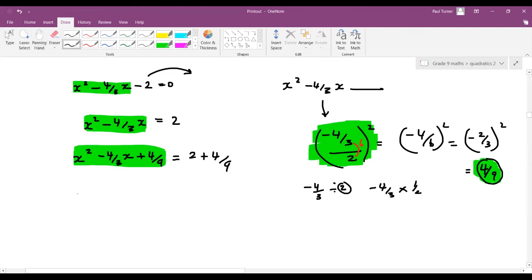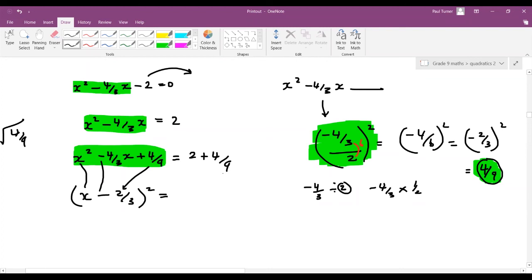So this here can be written as a perfect square. We have x, so we have x. We have minus, so we have minus. The square root of 4 on 9 will be 2 on 3, all squared. So that number here is always the square root of this number. That's the way that I do it.